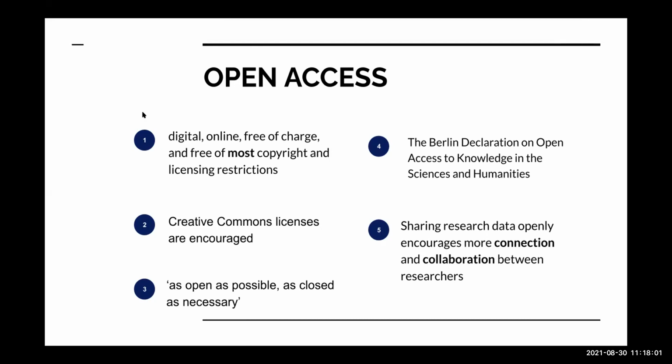These licenses include completely open access, known as CC BY, or open with attribution and not for commercial use, known as CC BY-NC. There are various kinds of Creative Commons licenses, and they don't all mean that everything has to be completely free and open. So UWC embraces the term as open as possible, as closed as necessary. Research outputs should be as open as possible, but control over access is also important.